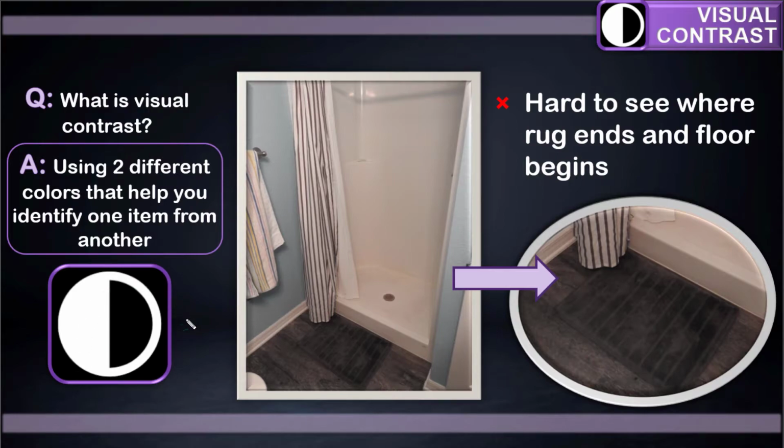An example of not having visual contrast is in this picture, where there is a gray rug on a gray floor, and it's hard to see where the gray rug meets the gray floor. Especially when you're getting into the shower, you want to be aware of where the rug is so that you're not tripping over it. And when it's the same color as the floor, it can be difficult to see where it is.